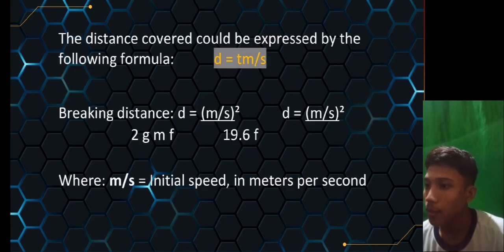The distance covered could be expressed by the following formula. D equals T times m over S. Braking distance D is equal to (meter per second) squared over 2 g m f, and D is equal to (meter per second) squared over 19.6 F, where m over S is equal to initial speed in meter per second.